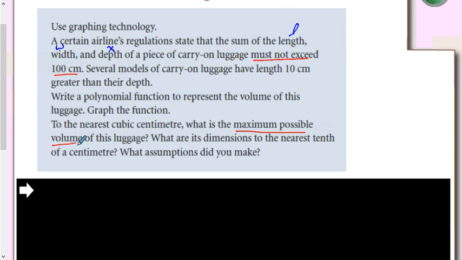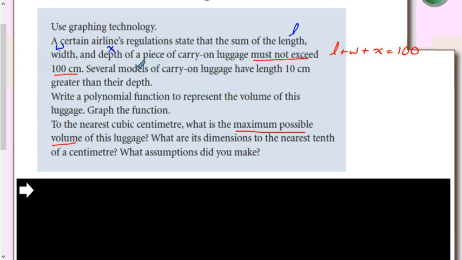And so since I'm looking for a maximum here, rather than doing an inequality up here, I'm going to do an equation that will give me the maximum amount. So the sum of these, so if I do a length plus a width plus the depth, the sum must not exceed, but it can reach 100 centimeters. So I'm going to make it an equation rather than an inequality.